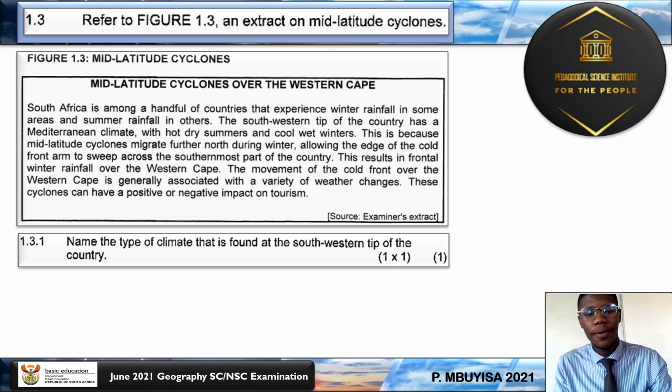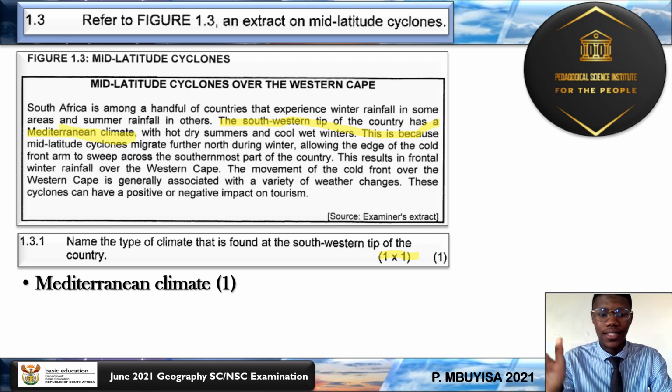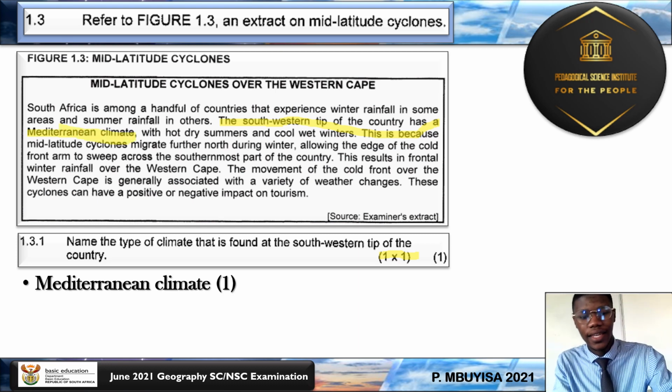First question, name the type of climate that is found at the southwestern tip of the country. Now, in a way, this is a comprehensive kind of question. You see, it's 1 mark, so they want one answer really. So you just look at your article. There's a part that says the southwestern tip of the country has a Mediterranean climate. So that is the answer. The answer is Mediterranean climate.